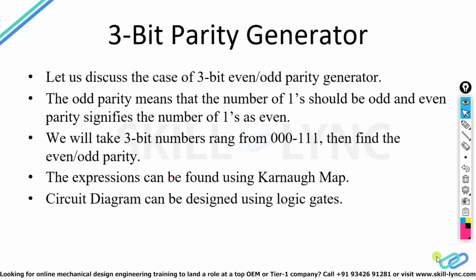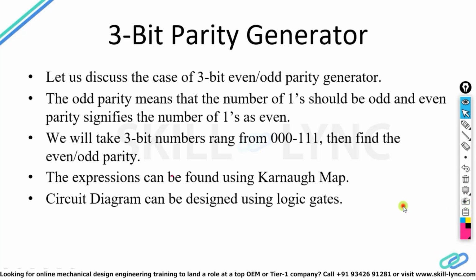And then we will find out the expressions. Expressions can be found using a K-map, and the number of K-maps is equal to the number of outputs. And at last we will see how we can design the circuit diagram using logic gates. So this is the proper flow of how we can generate the 3-bit even odd parity generator. The input will remain the same, and then we will see how it will work for even parity and how it will work for odd parity.